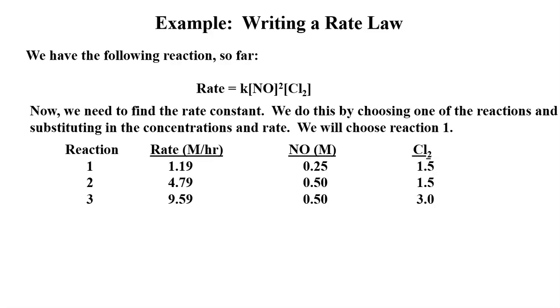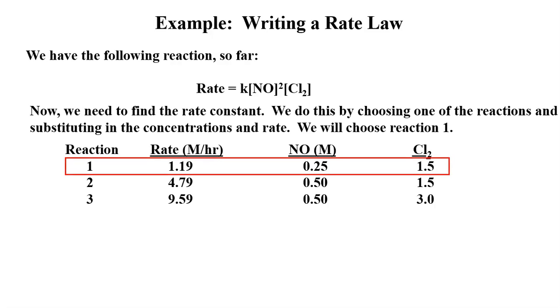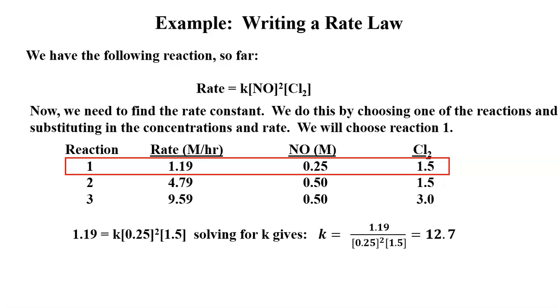So there's the reaction as we have it again up at the top. Now we need to find the rate constant K. That's the only thing we don't know for this. So we do this by choosing one of the reactions and substituting in the concentrations and rate. You could pick any one of these 3 equations you want, but we'll go ahead and just choose number 1, this one right here. So you simply write that equation, but you plug in the concentration of NO for NO, you plug in the concentration of Cl2 for Cl2, and then you plug in the rate in that particular line right there.